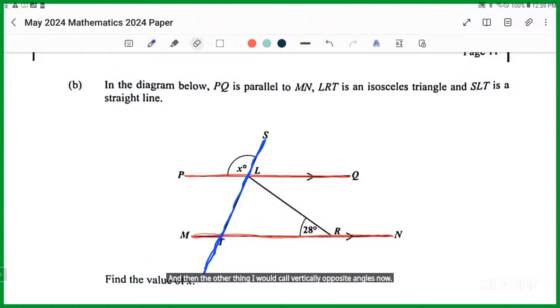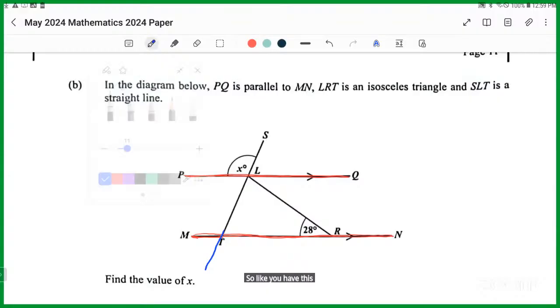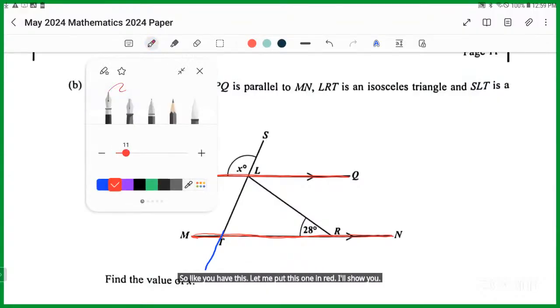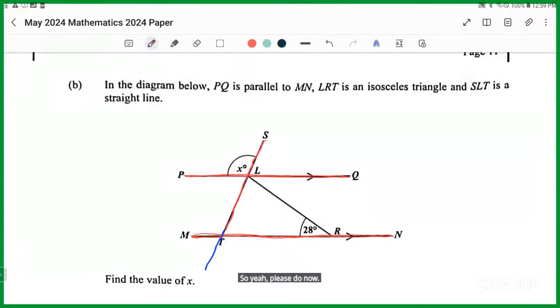And then you have a thing that we call vertically opposite angles now. And that's like angles on an X. So you're looking out for it again. So it's like you have that line. Let me show you the X. Yeah, the tablet's going up. So like you have this. Let me put back this one in red. I'll show you. So it's like you have these two now. Right? You have an X right there.